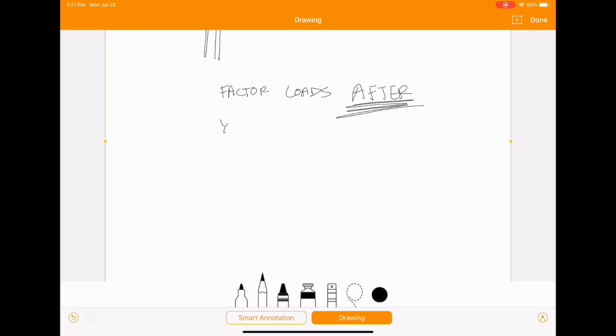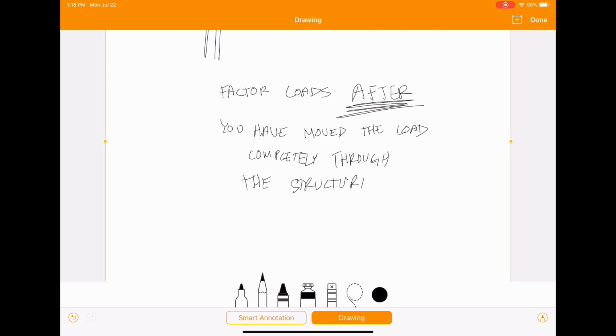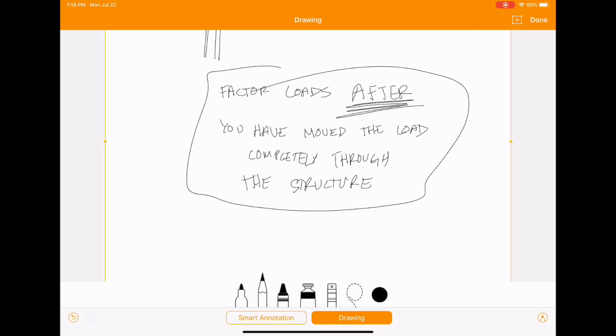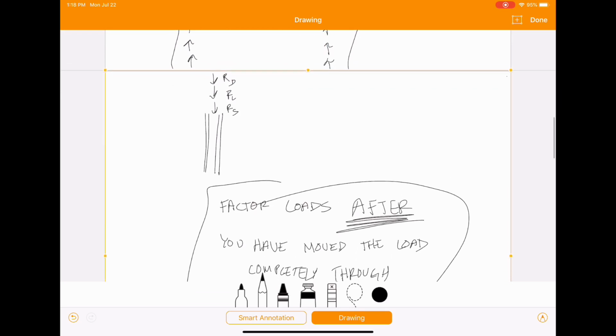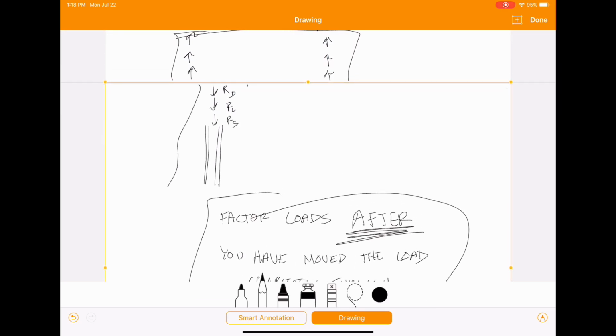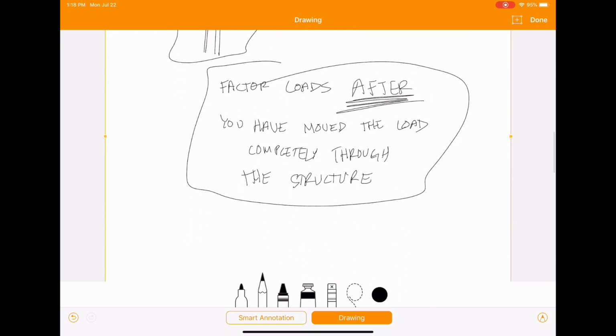After you have moved the load completely through the structure, that's super important. You don't want to be moving factored loads through your building. You want to factor them at that level that you're analyzing.